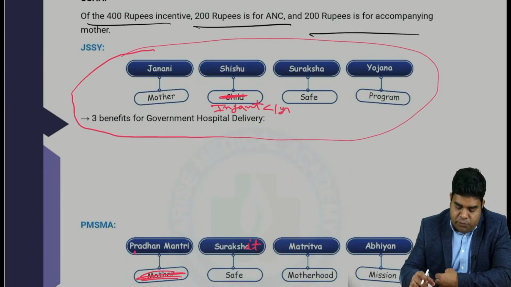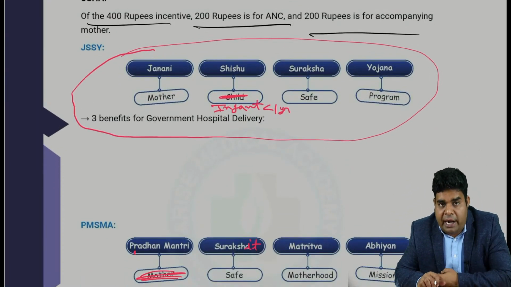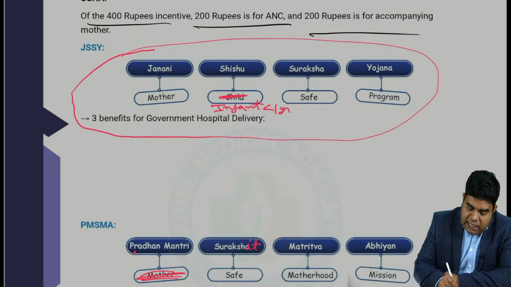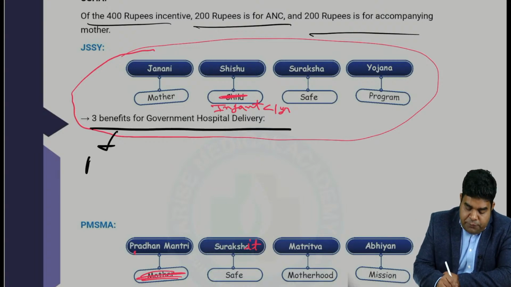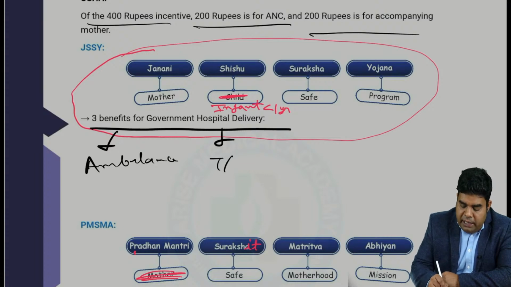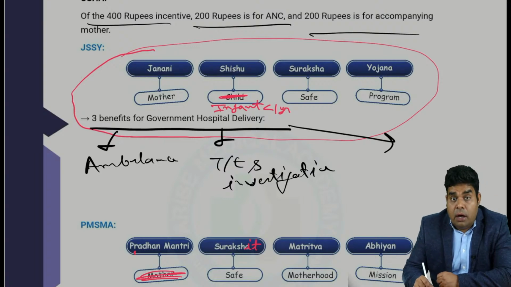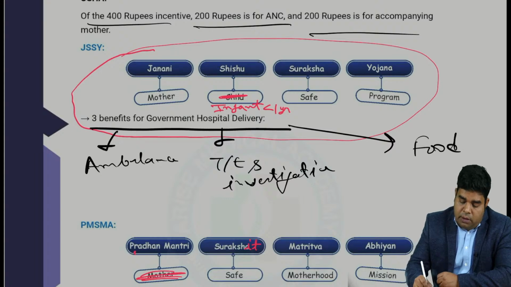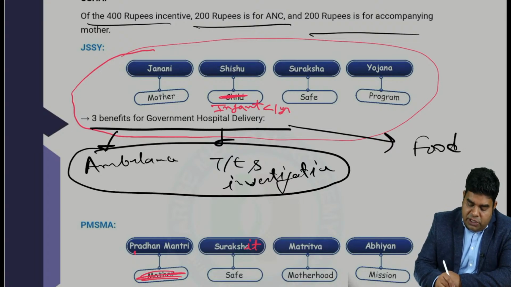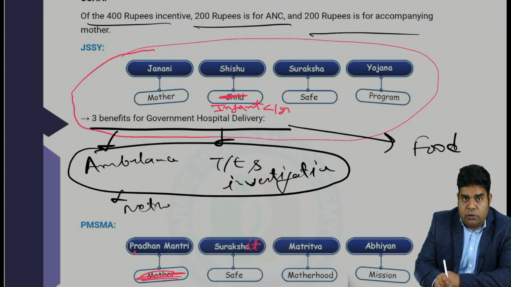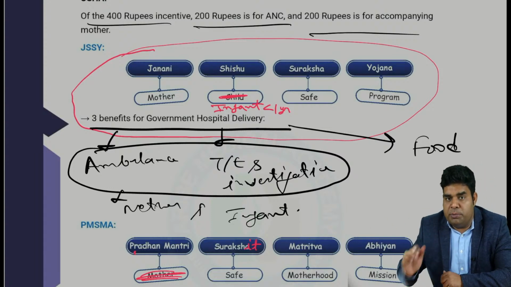Next program is JSSY, Janani Shishu Suraksha Yojana, and I hope you all know there are 3 benefits which are given under it. One is free ambulance. Second is free treatment and investigations. And third is free food. Ambulance, treatment, investigation, this is not only for mother but also for infant. That's why it is Janani Shishu Suraksha. Janani means mother, Shishu means child.